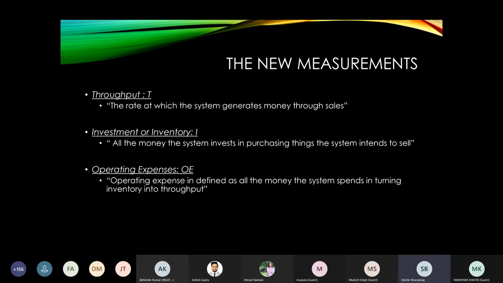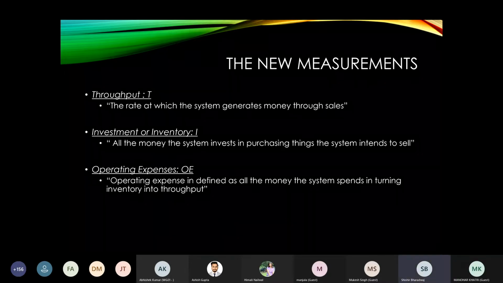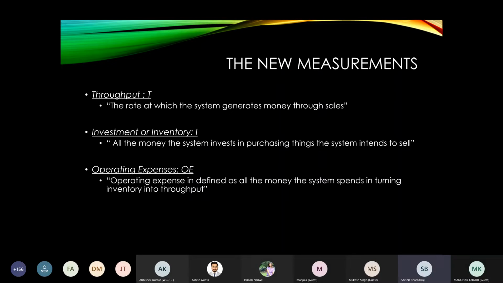In theory of constraints, we have simplified the complex web of measurements into just three measurements, and they're called throughput, inventory, and operation expense. Throughput is the rate at which the system generates money through sales. So when I said increase throughput with the same resources, that means in the same time you can make more sales. Rate per unit time. Investment or inventory is all the money the system invests in purchasing things that the system intends to sell. So it is not only WIP or RM, it's everything together.